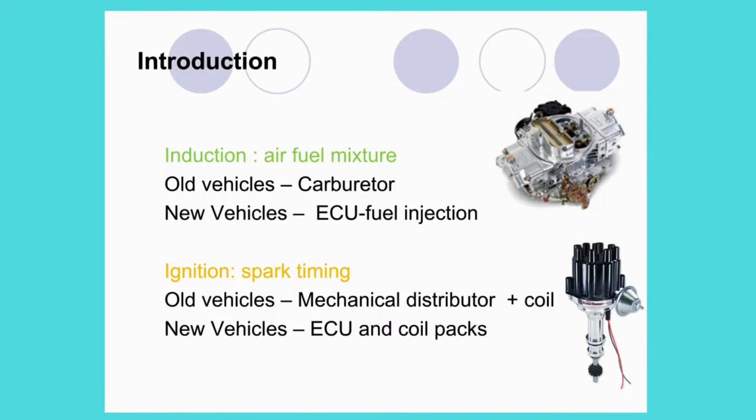On older vehicles, the air-fuel mixture is controlled by a carburetor. On new vehicles, the air-fuel mixture is controlled by the electronic control unit of the engine. Spark timing on older vehicles was controlled by the mechanical distributor and coil, while on new vehicles, once again, it's controlled by the electronic control unit and coil packs.